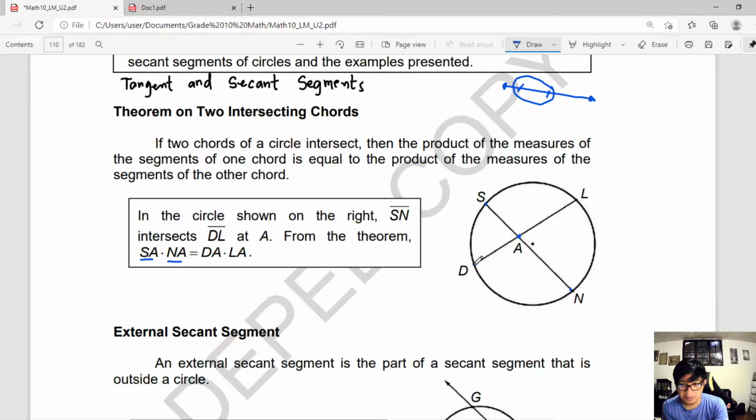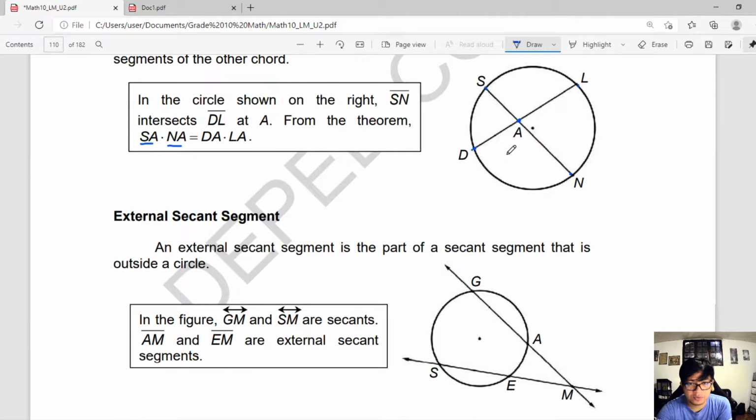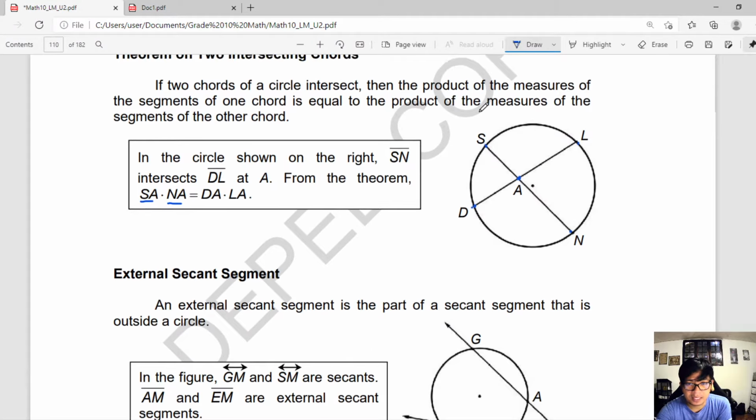So, this is now the segments of the other chord. So, DA times LA. So, that is what the theorem says, that the product of the two segments of a chord is equal to the product of the segments of the other chord. Okay, so you have to remember this one because later we will use it in answering the problems.